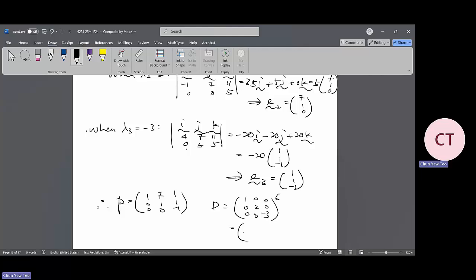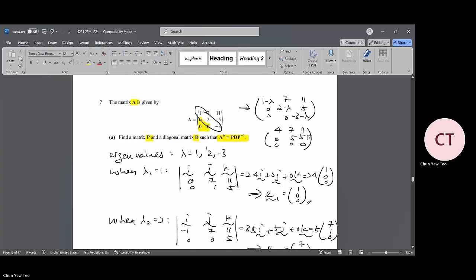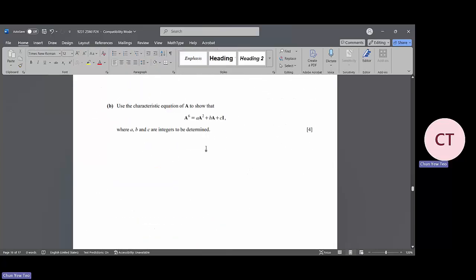A to the power 6, so you get 164 and 729. Done. This is the answer for number 7A. Moving on, we have 7B.